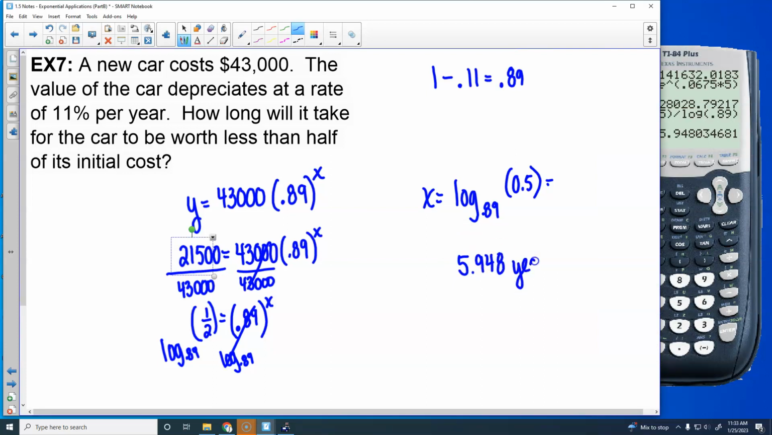Correct. That is because our percentage was per year, which is normally what you see. But if it was losing 11% per hour or something, then our answer would be in hours. That for a car wouldn't make sense.